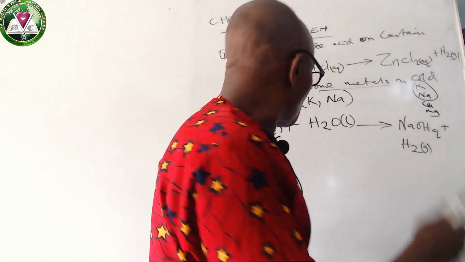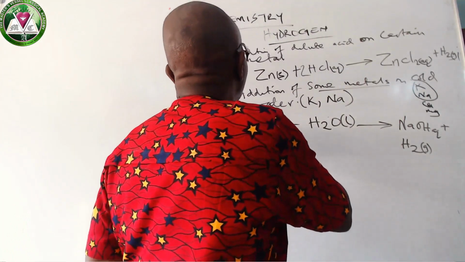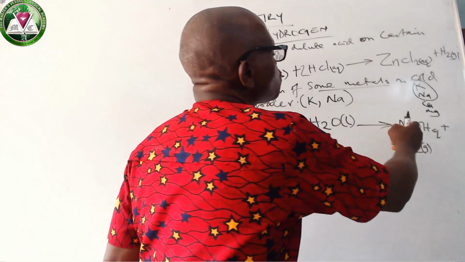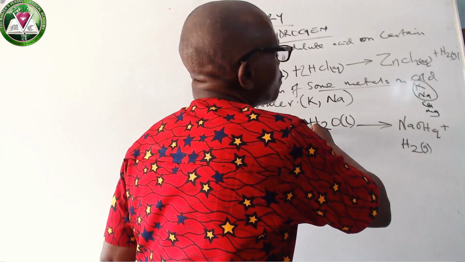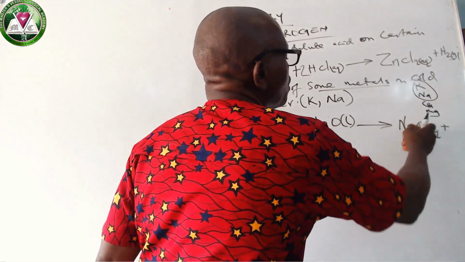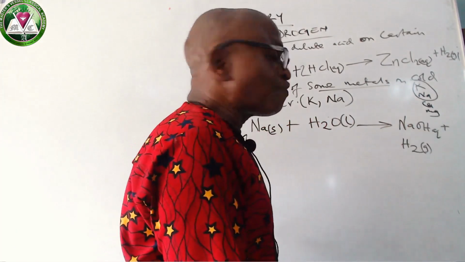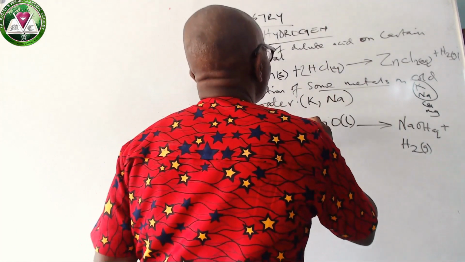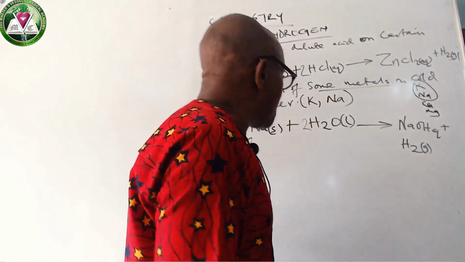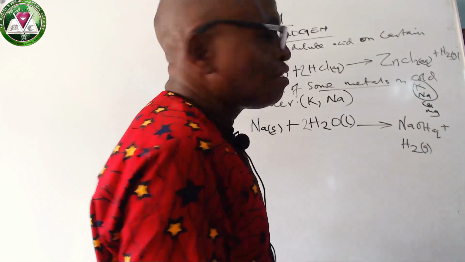If you look at this equation here, you see that sodium is 1 atom, sodium here is 1 atom. Hydrogen is 2 atoms, hydrogen is 1 plus this to make it 3. Therefore, it's not balanced. So what you do, you put 2 here. If you put 2 here, you see that you have hydrogen now, 4 atoms.